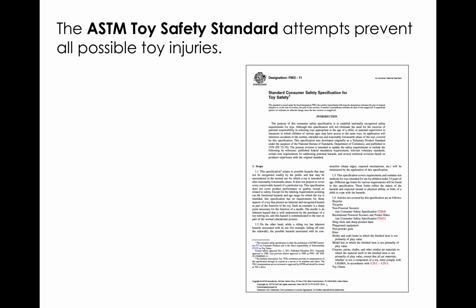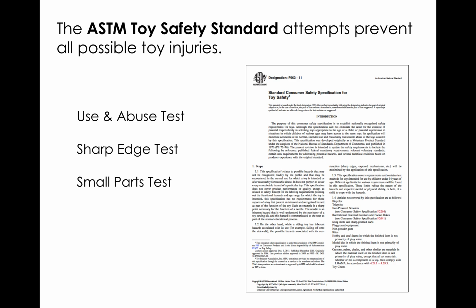There's a bazillion tests in here, but the three biggies are the use and abuse test. So this is basically how a kid is going to beat up your toy. The second is the sharp edge test, making sure that they don't cut themselves. And the third is the small parts test, making sure that they don't choke on a small part. Those are the three big ones.